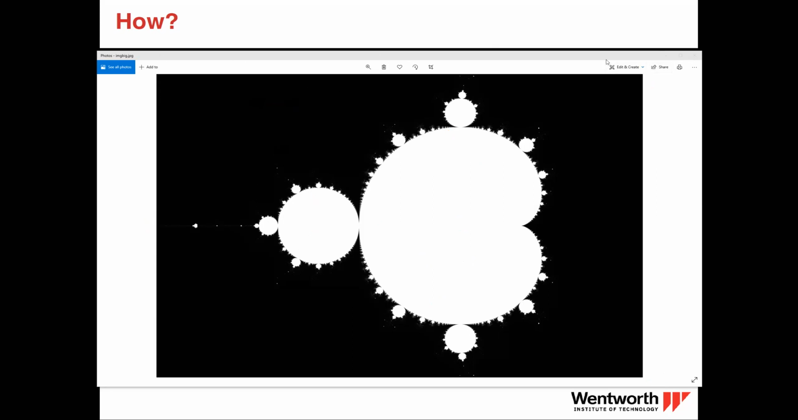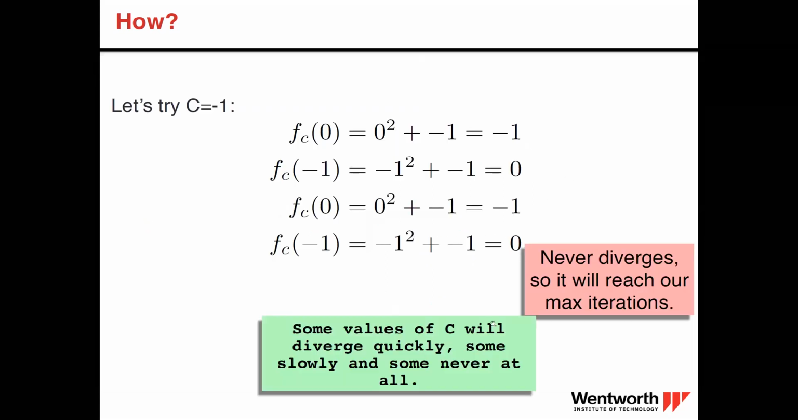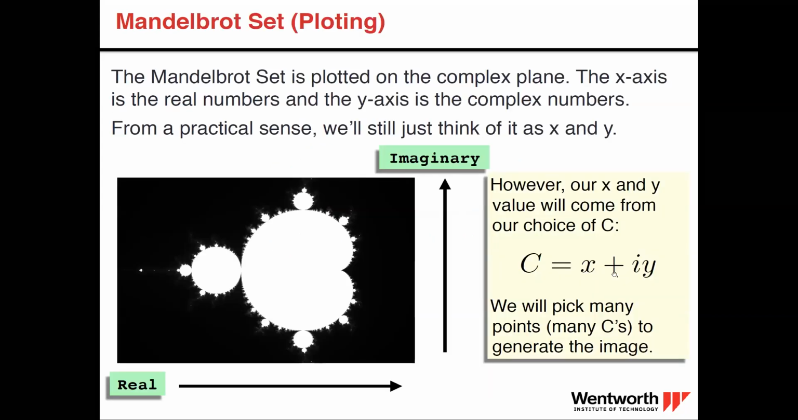There is one more complication to this. Some values of C that we pick are going to diverge quickly, some slowly, some never at all. So in other words, some will be light, some will be dark, some will be in between. All right, so there is one more complication here. It's plotted on the complex plane, but we have pixels. We have pixel numbers, like maybe up here is pixel 0, and then pixel 1, and then pixel 2, and pixel 3, and so on. But technically, these are just numbers between our -2 and 1 and our -1 and 1.